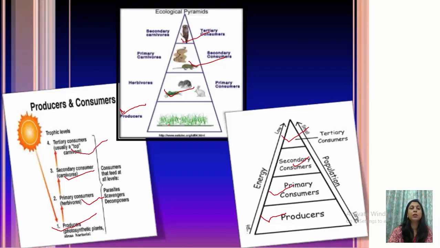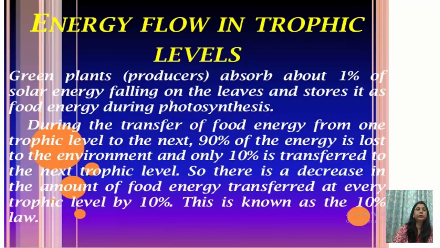You can see this food chain, producer, herbivore, primary carnivore and secondary carnivore, it consists of 4 trophic levels. Now energy flow in the trophic levels.